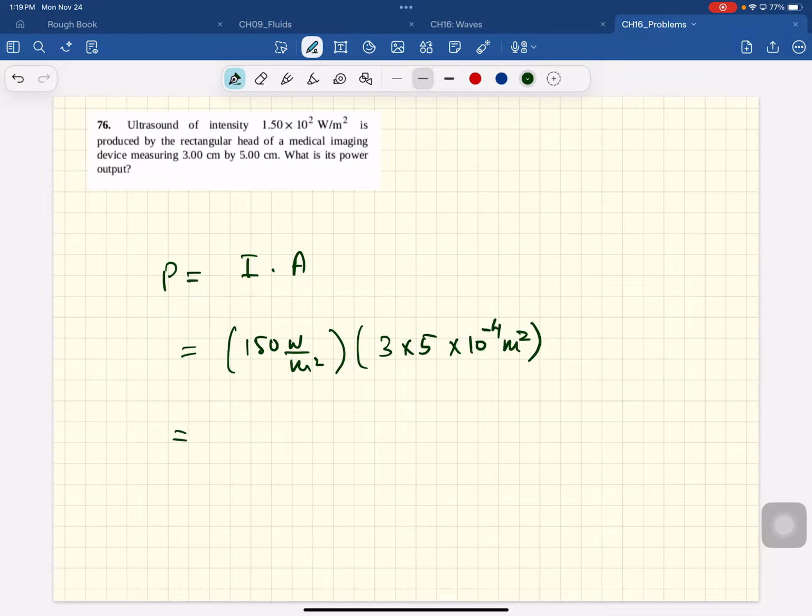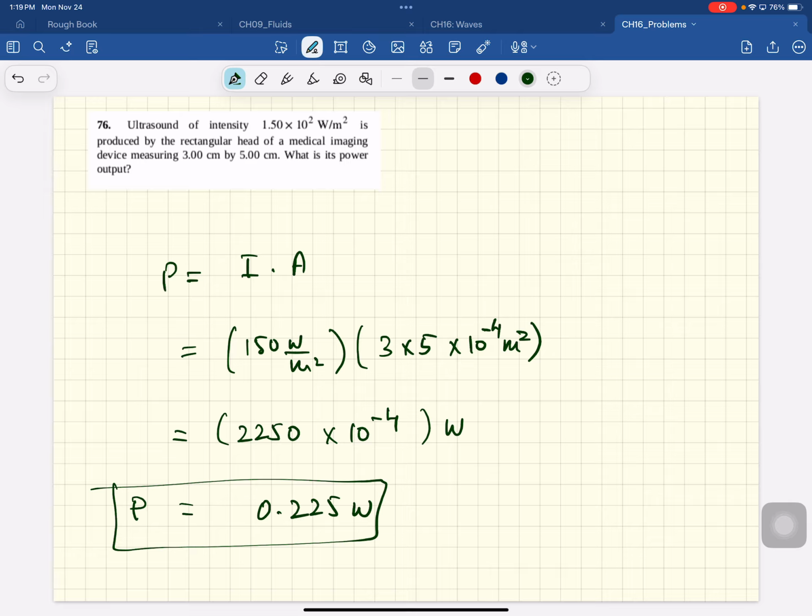Okay, so this is, that's 15. 15 times 15 is 225. So 225 times that into 10 to the minus 4 watts. Okay, so 0.225 watts. So the power of that ultrasonic device, that 3 centimeters by 5 centimeters, that's about 1 inch by 2 inches. Okay. So it's a fairly low power device.